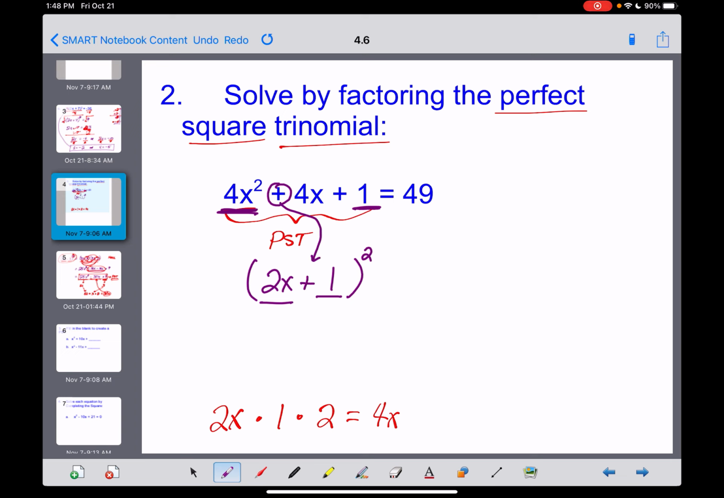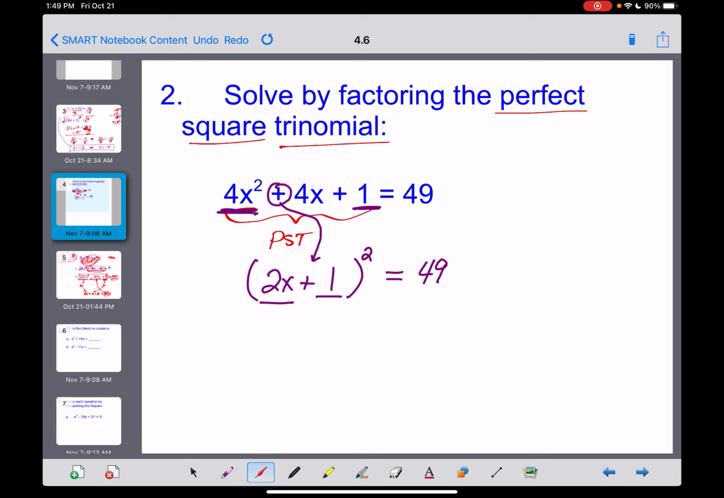So that is (2x + 1) squared equals 49. That is how you can use a perfect square trinomial, factor it into the binomial squared, get it equal to 49, and now solving this becomes identical to what we just did in the previous video.